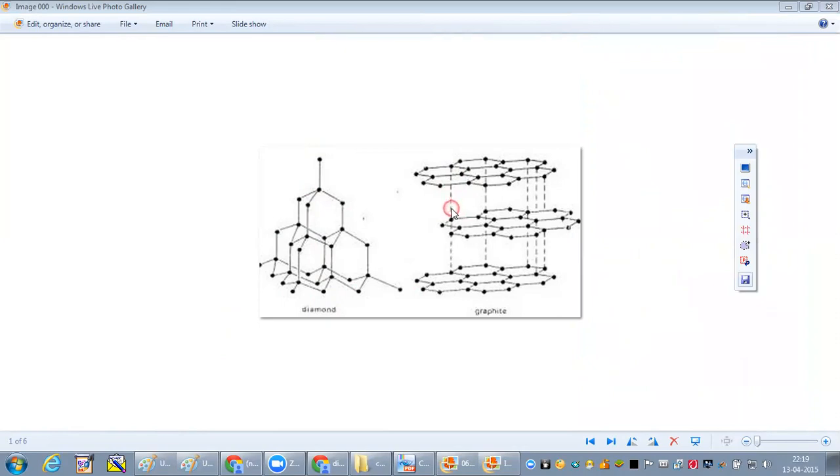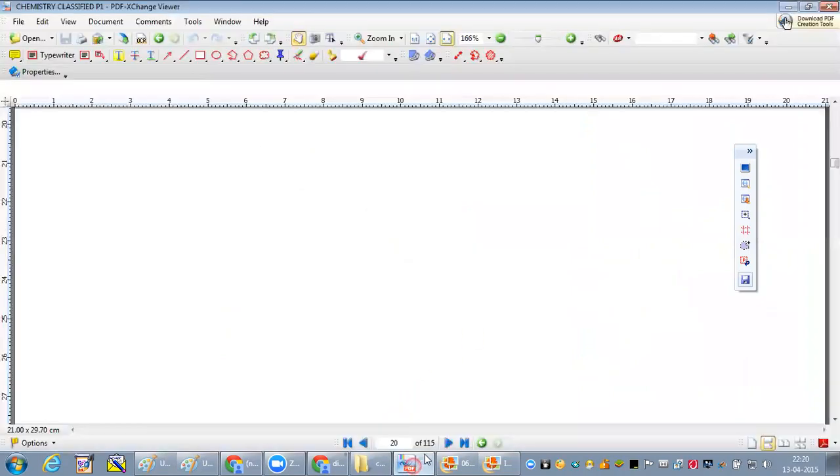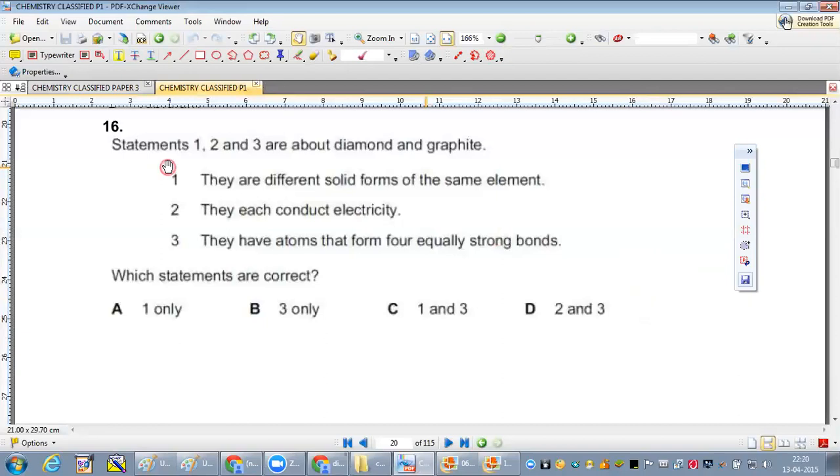It can produce a black mark on paper. It is also used as a lubricant. Diamond is a very hard material because these covalent bonds are very strong. These are the macromolecular structures of diamond and graphite. Okay, now we'll have a look into what these properties are going to be. Statements 1, 2 and 3 are about diamond and graphite. One more thing, these both contain carbon. These are known as allotropes.